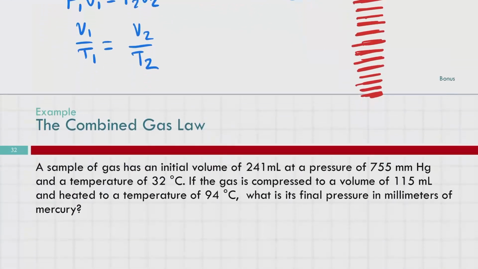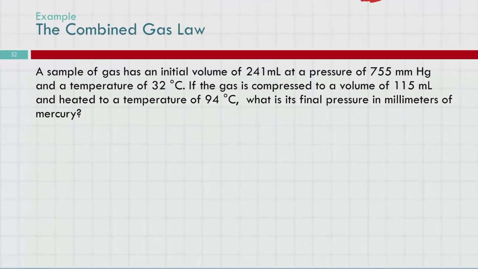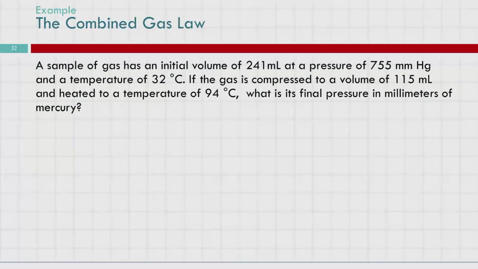So how do we use the combined gas law? It looks something like this. A sample of a gas has an initial volume of 241 milliliters at a pressure of 755 mmHg and a temperature of 32 degrees Celsius. The gas is compressed to a volume of 115 milliliters and heated to a temperature of 94 degrees Celsius. What is its final pressure in millimeters of mercury? So we got a whole lot of stuff that was provided to us.